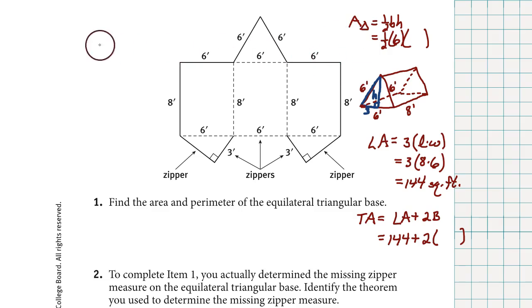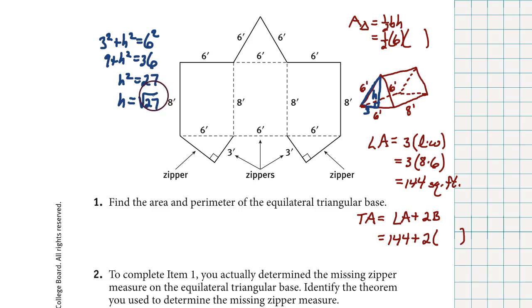I'm going to do that on the left side of the screen. 3 squared plus h squared equals 6 squared. This is 9 plus h squared equals 36. Subtract 9 from both sides to get 27 and do the square root of 27. The height is the square root of 27. Now we can find the area of the triangle. 1/2 times 6 is 3 times the square root of 27. That's the area of the triangular base.